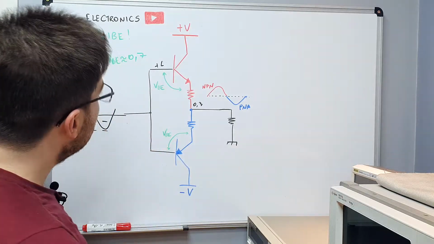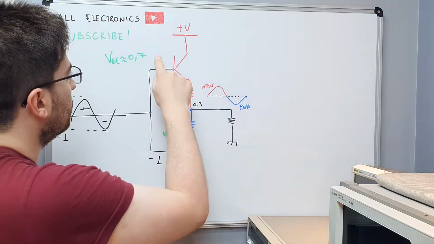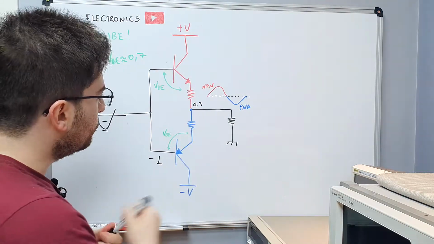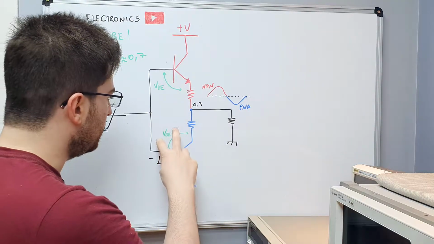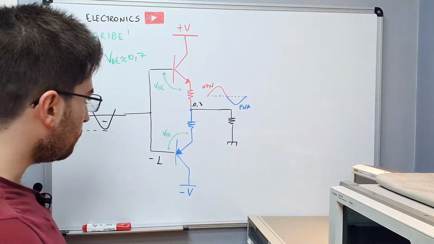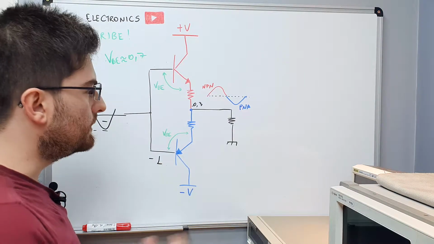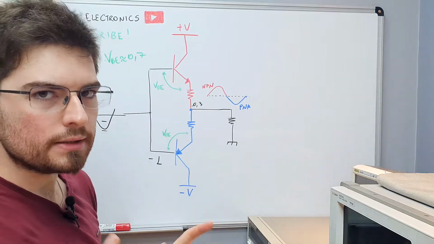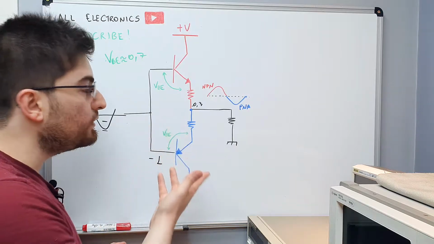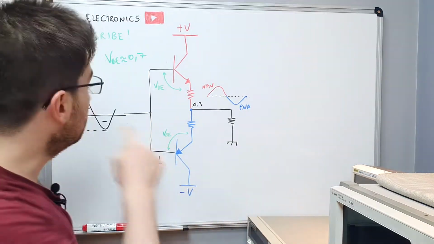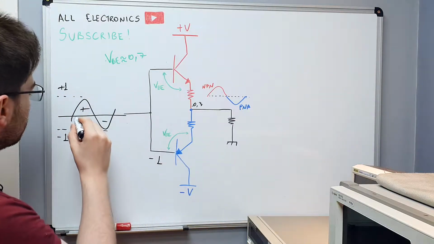On the negative cycle, we will have negative 1 volt on the base of the PNP follower, and the output will be negative 0.3 volts, because the VBE here is negative 0.7 volts. So this is kind of working, but really not, because the output is following the input, but you have a drop, and you have an area here.